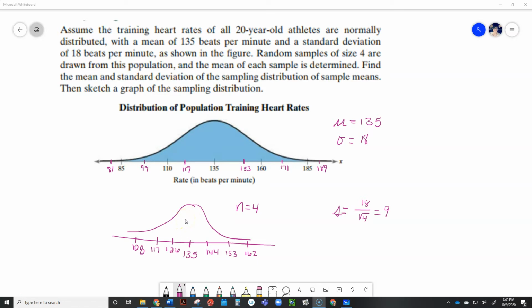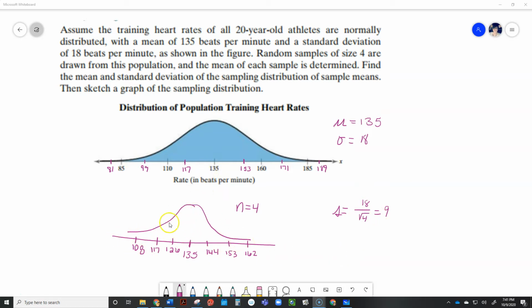Then to find the standard deviation for the sample, you have to use the formula. You take the standard deviation of the population and divide it by the square root of the sample size. So 18 divided by the square root of 4 comes out to be 9. And then these are the new numbers.